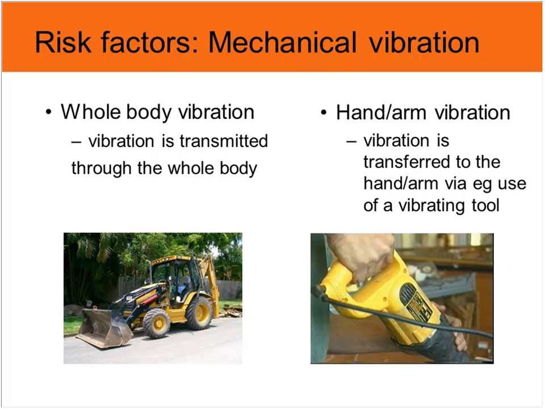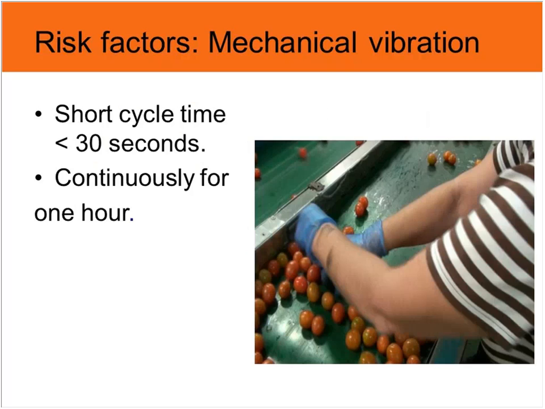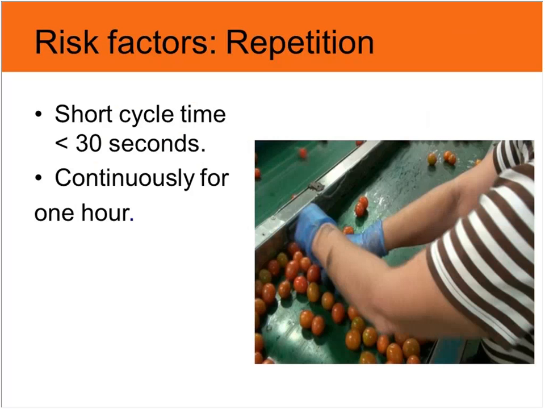Let's have a look at the next risk factor. I think I've skipped to repetition here in my slides, so we'll look at repetition first. Repetition is about repeating the same type of movements over and over again. We're looking at a particular body part that is repeating the same movements over and over again, and that becomes our work cycle. That's how long it takes to repeat that movement.